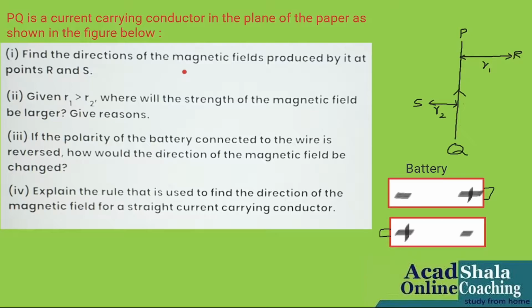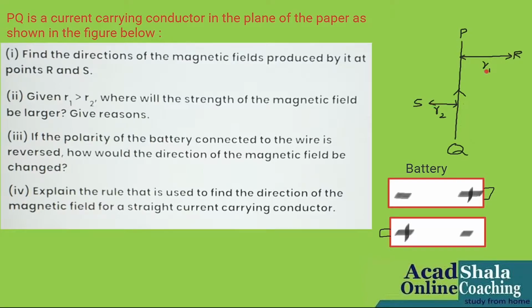Now the second part says, given R1 is greater than R2, where will the strength of the magnetic field be larger? Give reasons. So here they are showing R1, R2, and you have to find the strength of the magnetic field over here and over here, but where it will be larger. On which point it will be larger, that we have to find out. That means we have to give the reasons, children.